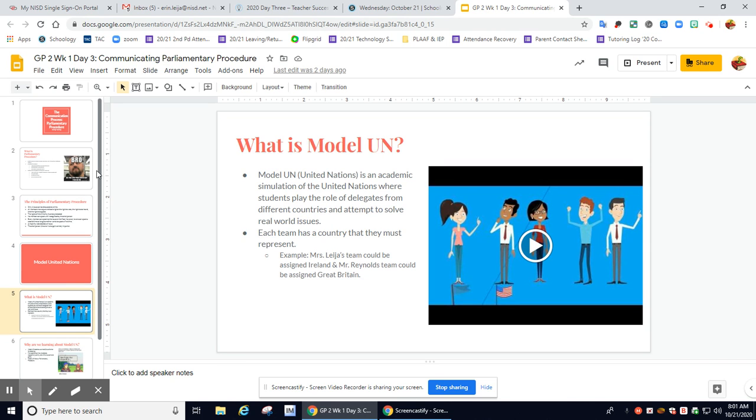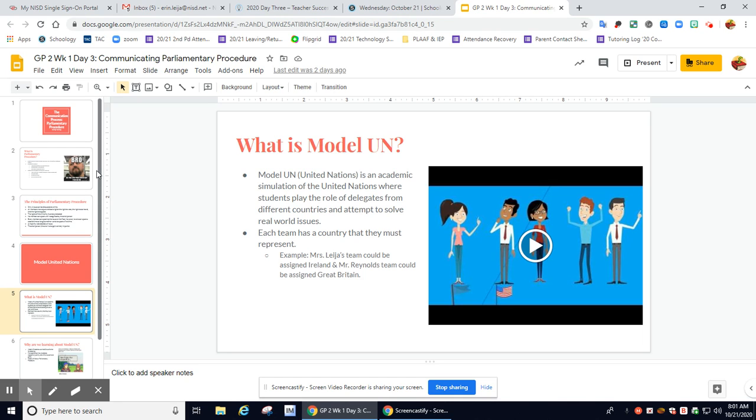Model UN, or Model United Nations, is an academic simulation of the United Nations. That means they practice doing this, where students play the role of delegates from different countries and attempt to solve real-world issues. So each team has a country that they must represent. For example, my team, Miss Leha's team, could be assigned Ireland, and Mr. Reynolds' team could be assigned Great Britain.